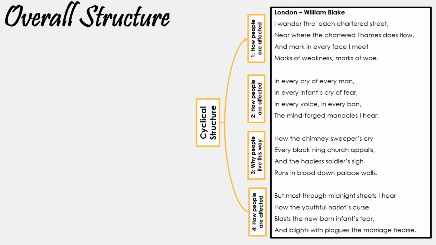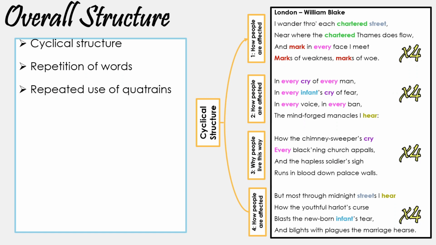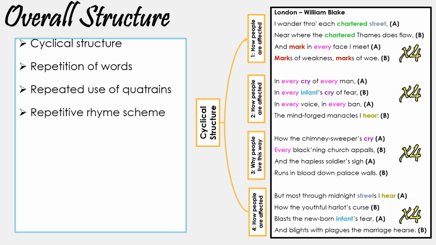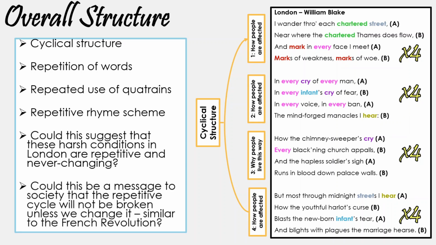That said, I'm going to take the cyclical structure, the repetition of certain words such as chartered, cry, infant, mark, here, every, the repetitive 4-line structure, and the repetitive rhyme scheme. I'm going to lump all of these techniques together and suggest that they could have been used to show that the harsh, oppressive and constricting conditions of London society are constant and never changing. Blake seems to be suggesting that this is normal and will always be the norm unless we the people do something to change it and break the cycle.